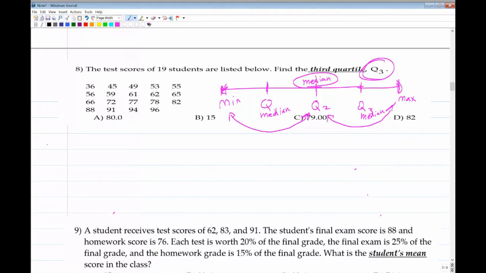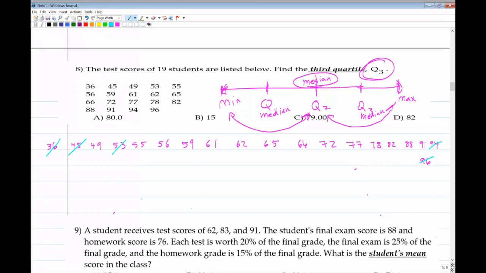So let's go ahead and list them on the number line: 36, 45, 49, 53, 55, 56, 59, 61, 62, 65, 66, 72, 77, 78, 82, 88, 91, 94, and 96.